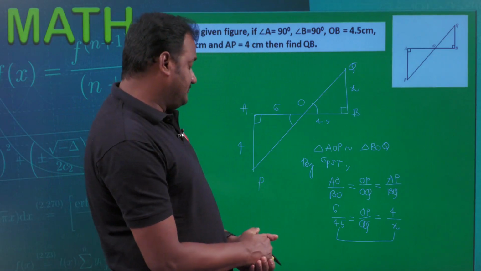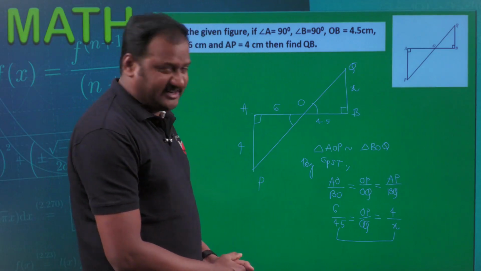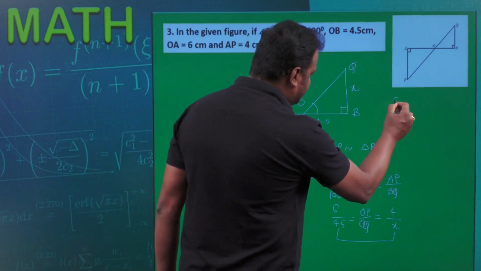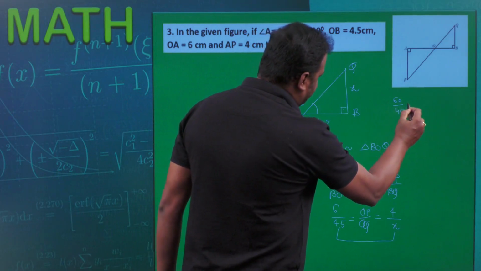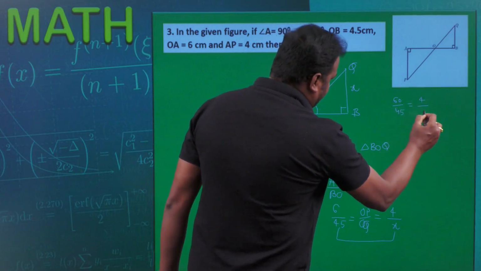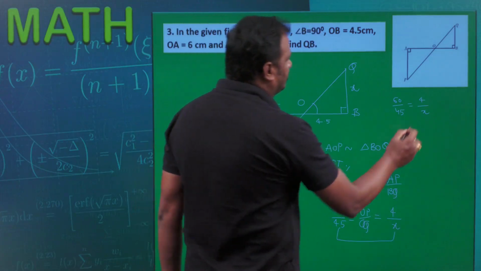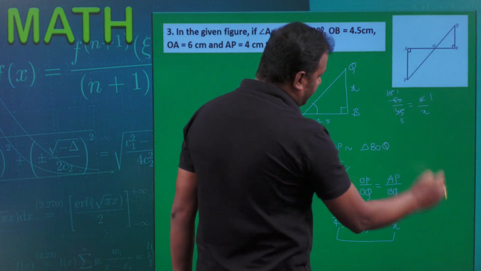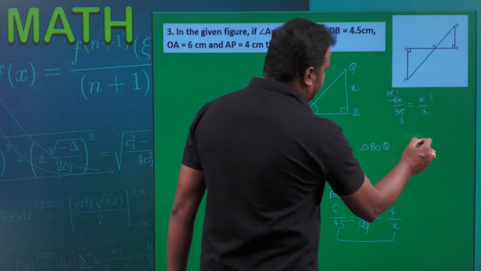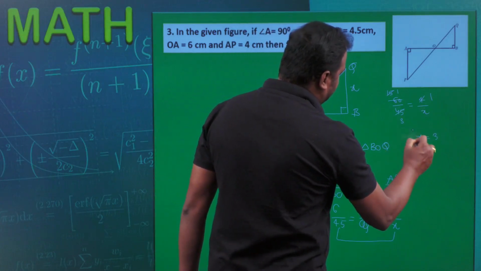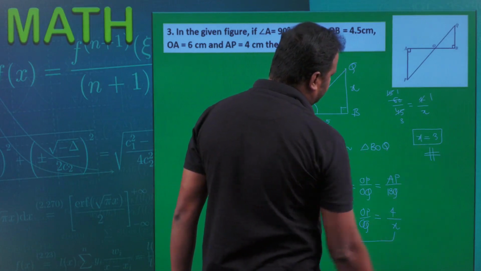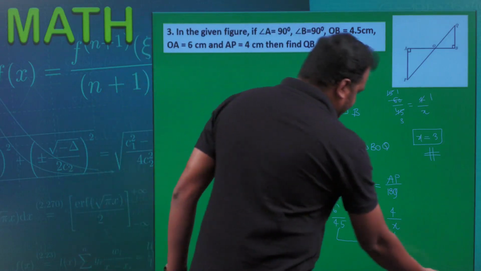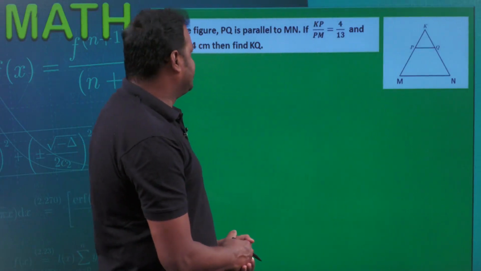In order to get the value of X, I am going to equate two of them. But before I equate them, I will try to remove the decimal. 6 by 4.5, how do you write it? 60 by 45, which is equal to 4 divided by X. Now see the cancellation: 4 1s are 4, 4 15s are 60, 15 1s are 15, 15 3s are 45. So by cross multiplication, X into 1 is equal to 3 into 1, which is 3. Therefore, the value of X is 3. What is that X? QB is equal to 3. So this way, using similarity criteria, we can answer the problem easily.